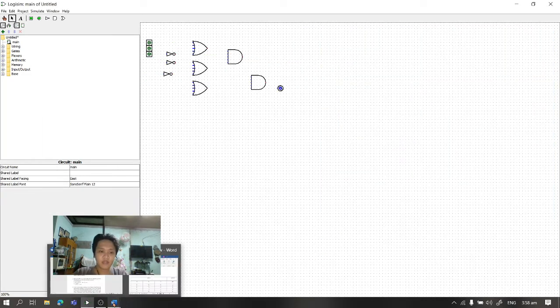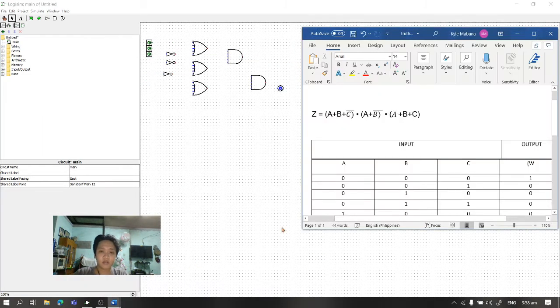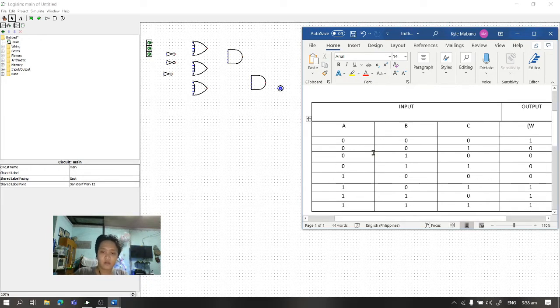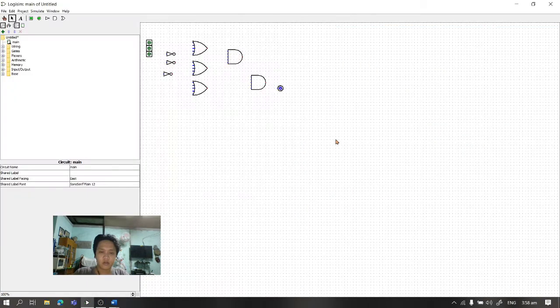For the last question in number 2, J is equal to A or B plus C not, and A plus B not, and A or A not or B plus C. For the first one, we should connect the lines first.